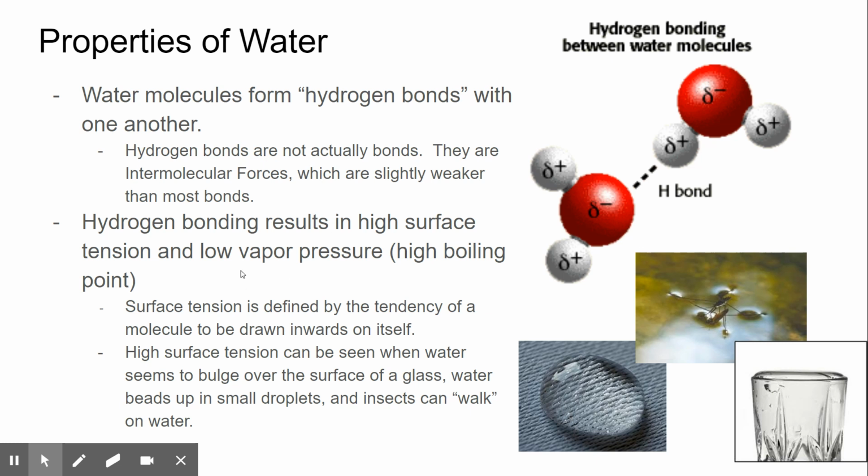Surface tension is the tendency of a molecule to be drawn inward towards itself, or basically the attraction. The water molecules are all attracted to one another. They pull in on one another, right? They draw inward on one another.